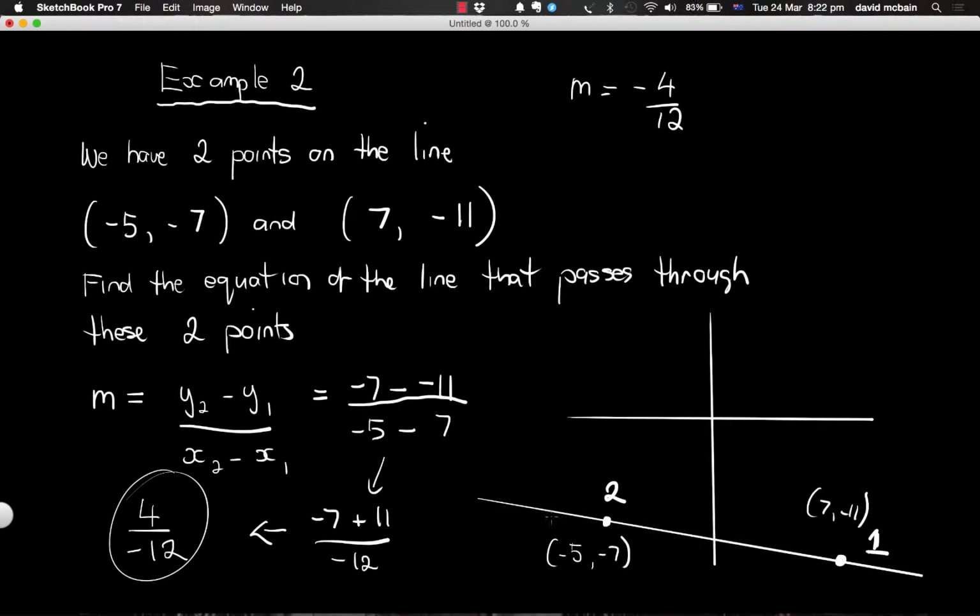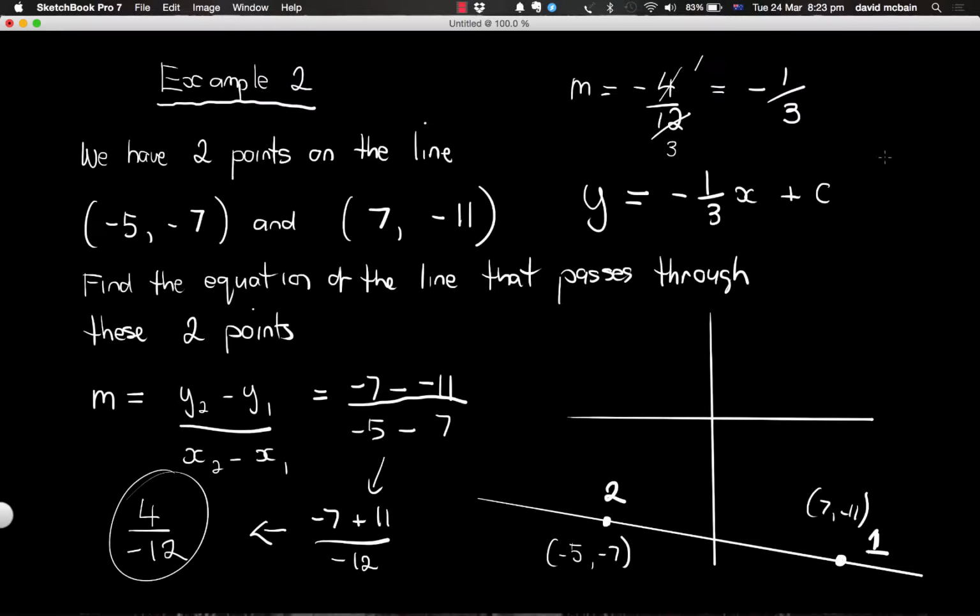And what do you know? We sort of predicted that would be the case. But we can simplify this. 4 goes into itself once and into 12 3 times, so it actually can be simplified as -1/3. So there's the gradient. So now we know that the equation so far is y equals -1/3 x, but we don't know what the y-intercept is, so we just write plus c. So that's where we are at the moment.